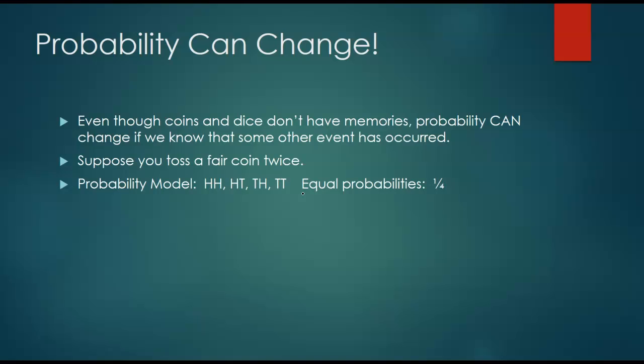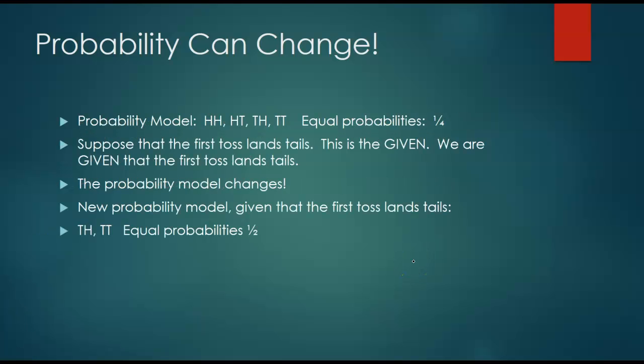Let's think about tossing a fair coin twice. The probability model here, which is the sample space along with the probability, is we could toss a head and then a head, a head and then a tail, a tail and then a head, and a tail and then a tail. Since there are four options, each one of them has equal probability. It would be 1 out of 4 for each one. So there's a 1 in 4 chance of getting each one. So we've got our probability model.